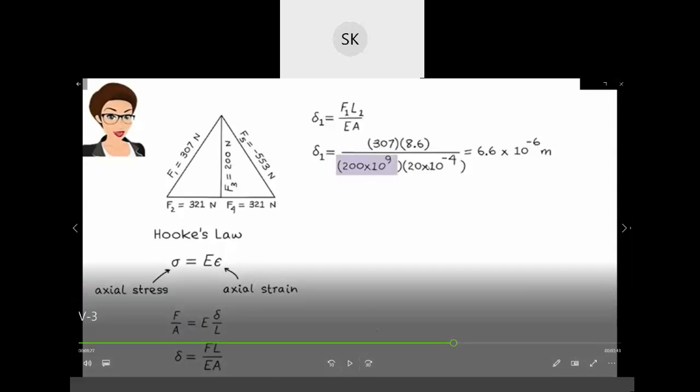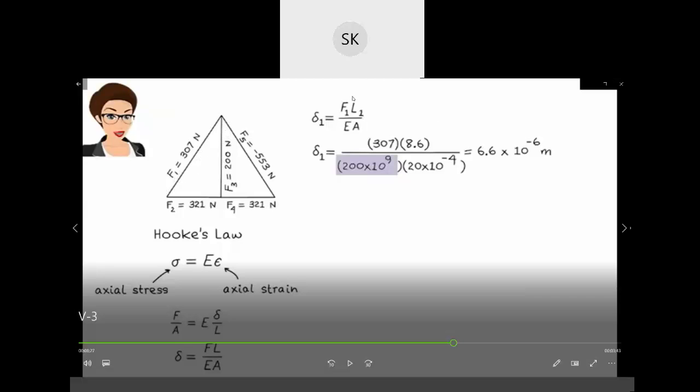E and A values are given to you. The force you have found from the method of joints. F1 is the force in member 1, just 307. The length is 8.6 meters, and the E and A values are given to you. How 8.6 meters? This was given as 5 and this was given as 7. So by Pythagoras theorem, you can find this length, which is 8.6 meters.